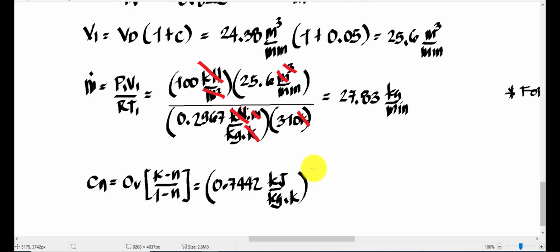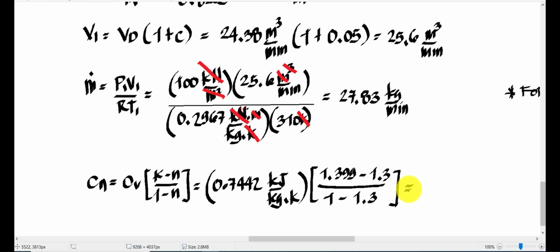Then we shall multiply it by the ratio of k and n. So the k for nitrogen will be 1.399 minus 1.3. So that will be the value of k minus n, divided by 1 minus 1.3. Okay, so the value of your Cn is now equal to negative 0.2456. So that will be kilojoule per kilogram Kelvin.